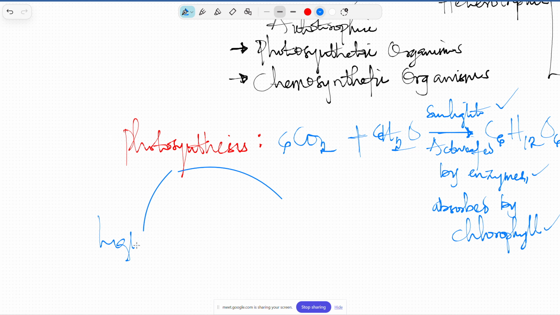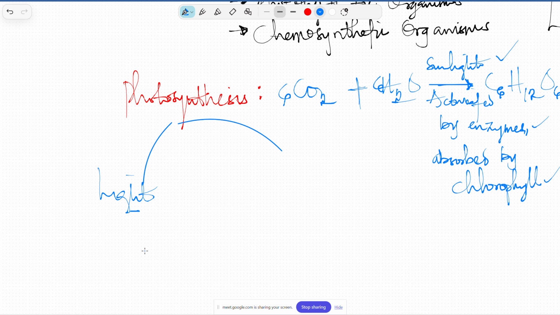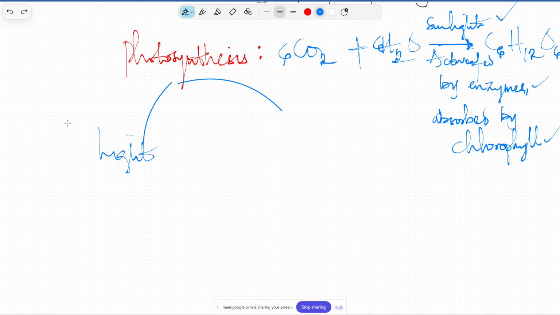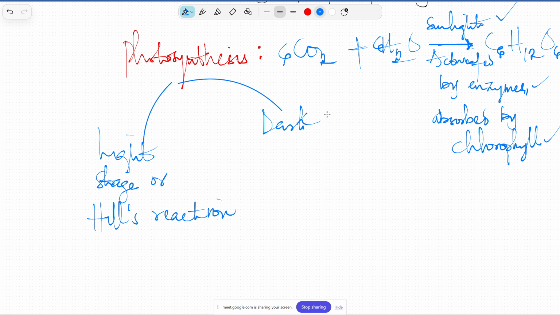Are you getting me? These reaction steps can be divided into two in photosynthesis. You have the light stage, also called the Hill reaction, and you have the dark stage, also called Calvin's, also called the Calvin cycle.